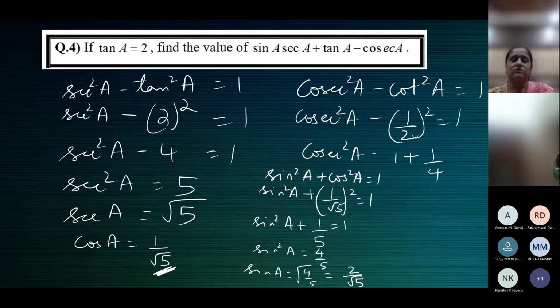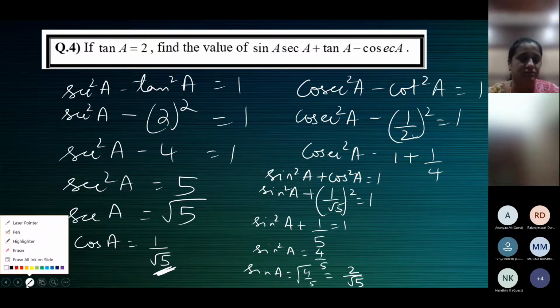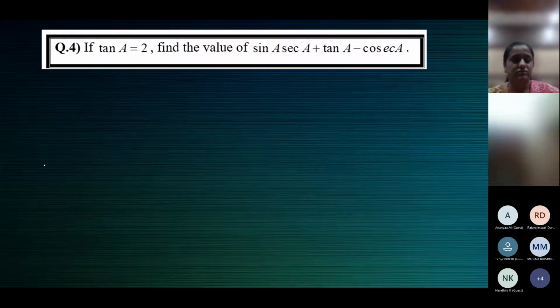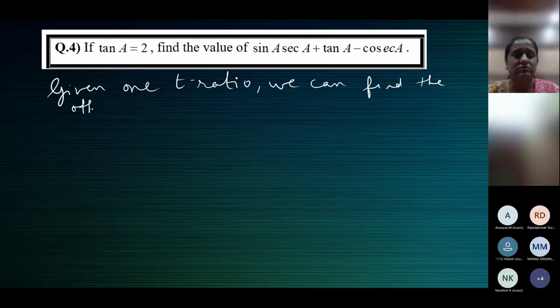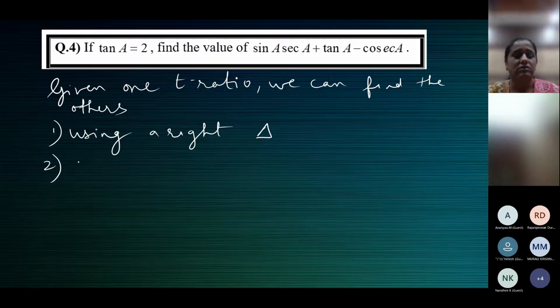We can find, given one T ratio. Let me clear the slide and write. Given one T ratio, this is in layman's language, just for us to understand. So given one T ratio, we can find the others using a right triangle, or if it's a standard value, you can find the angle.